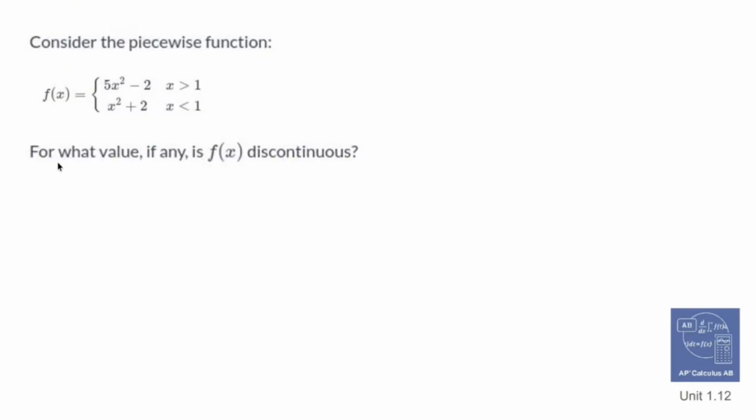Consider the piecewise function f of x equals 5x squared minus 2 where x is greater than 1, x squared plus 2 where x is less than 1. For what value, if any, is f of x continuous? Well, 1. Why? Because 1 is not included in any of these. So you basically get that guy, I don't care what it looks like, and then you get another guy, I don't care if they're connected or not. Either way, you have a hole attached to both of them at 1, so 1 is where it's continuous.